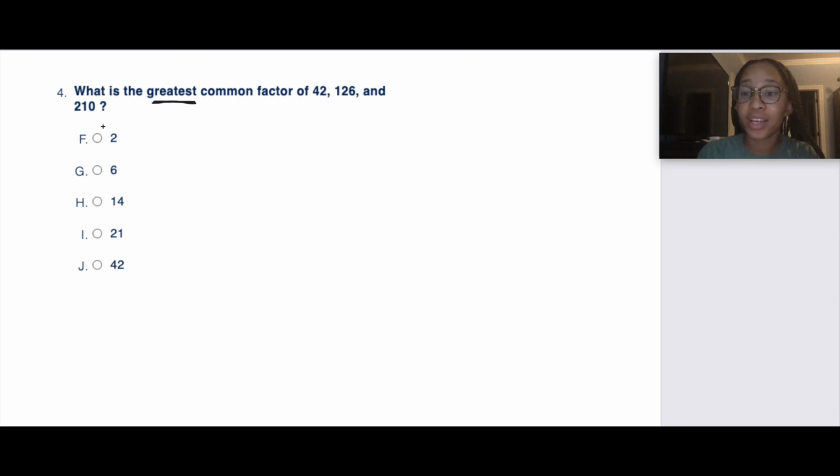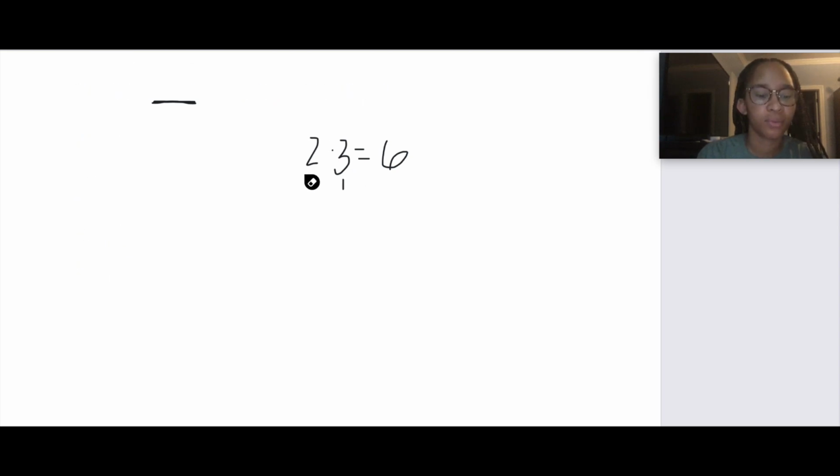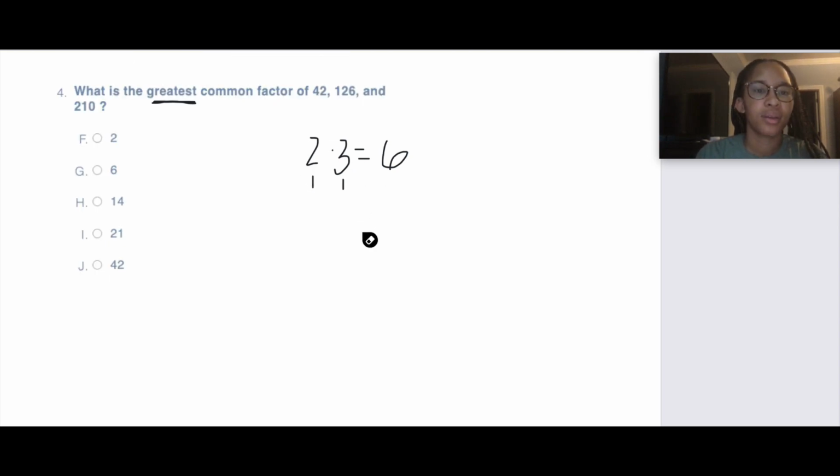And also, what is a factor? A factor is a number that you multiply by another number to get the product. So with 2 times 3 equals 6, the factors are going to be 2 and 3. So yeah, that's what a factor is. Now we're going to get to solving the problem.